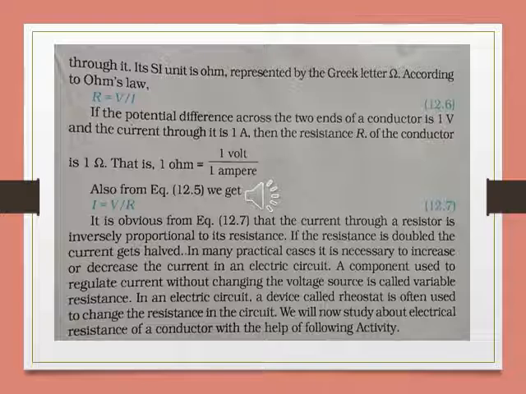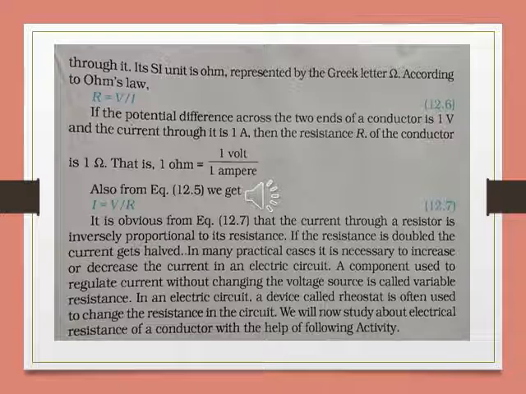It is obvious that the current through a resistor is inversely proportional to its resistance. If the resistance is doubled, the current gets halved. In many practical cases, it is necessary to increase or decrease the current in an electric circuit. This increase and decrease in the electric circuit is handled by the component which is called the resistance. The word itself suggests it resists the flow of the current. Simple way.